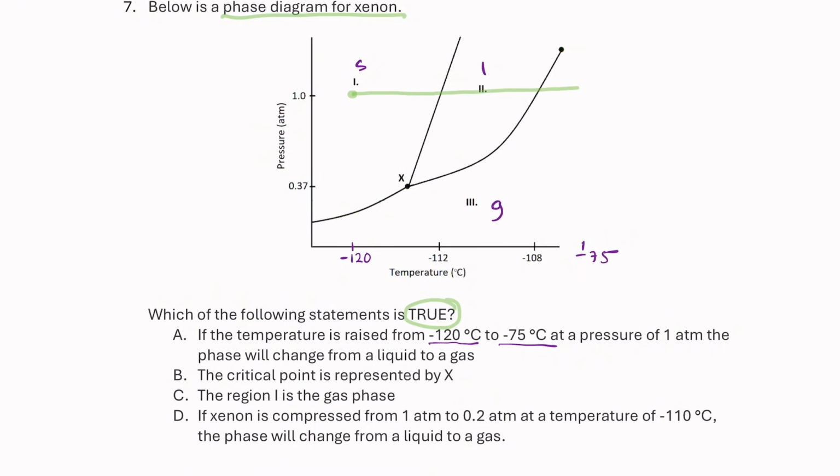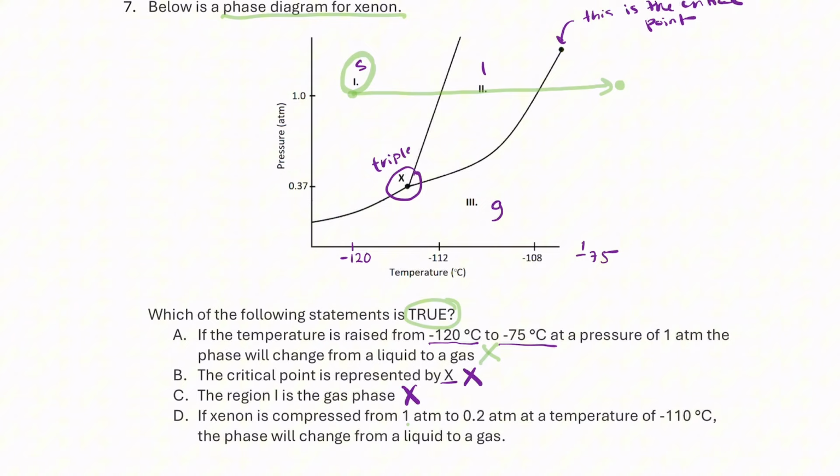Xenon would go from solid at that starting point to gas at the end. So this is not what we're looking for. We're looking for true statements. A is false. B says the critical point is represented by X. This statement is also false. The X point is actually the triple point where solid, liquid, and gas phases coexist in equilibrium. So A and B are false so far. C says the region 1 is the gas phase. This is also false. Looking at the diagram, region 1 lies at higher pressures and lower temperatures, which is where the solid phase exists.